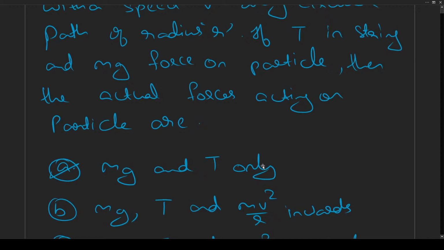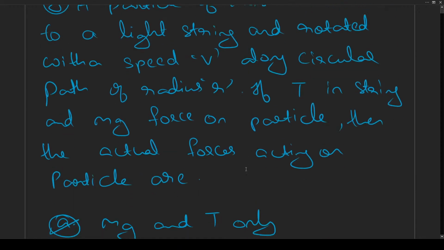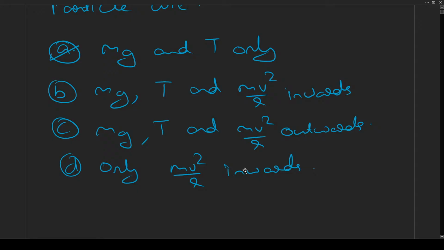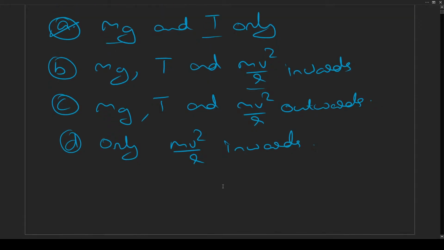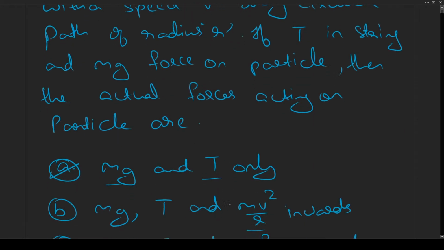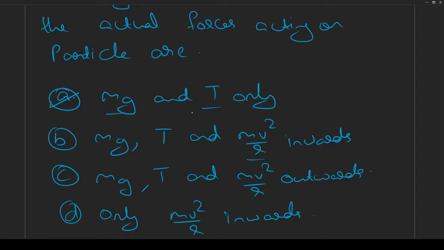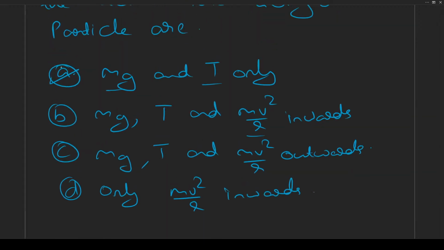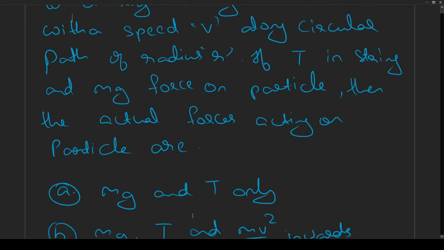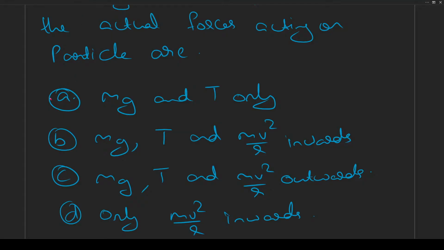A particle moves in circular motion because there is a force acting on it. If this force is acting on it towards the center, that is called the centripetal force. This is the equation for centripetal force. We don't need this. The only forces acting are mg and T. If they are acting inwards, then it will go in circular motion. If they are not acting inwards, it will not go in circular motion. It is going in circular motion, meaning these forces are acting as the centripetal force. So it's option A. Anyways, now let's go to the next question.